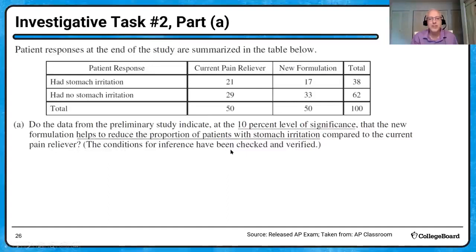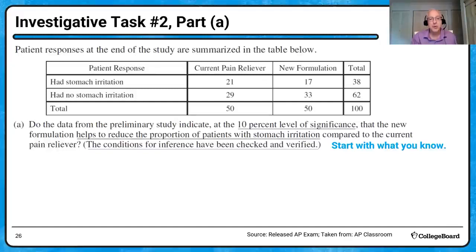The conditions for inference have been checked and verified. That also seems important since we're going to have to do an inference procedure. We are always happy when the question tells us to assume that the conditions for inference have already been met. You remember the first piece of advice? Start with what you know.